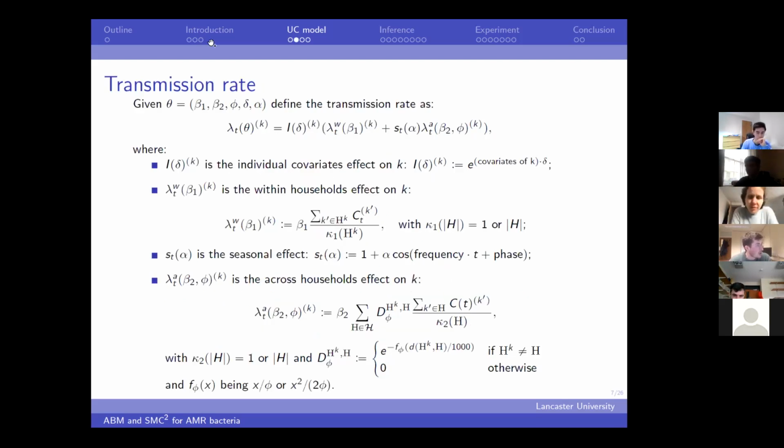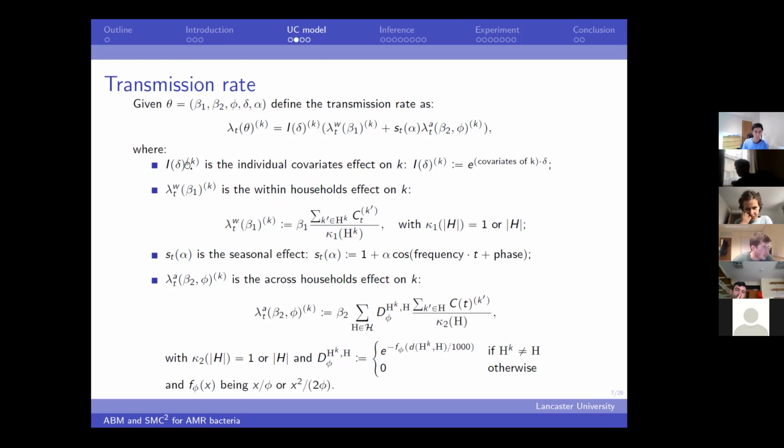Okay, so it's worth spending some time on the transmission rate, and precisely we want to try to include all the information that we have in this transmission rate. So something about the individual covariates, something about the individuals in the same household, something about the individuals across the different households, and something about the seasonality.